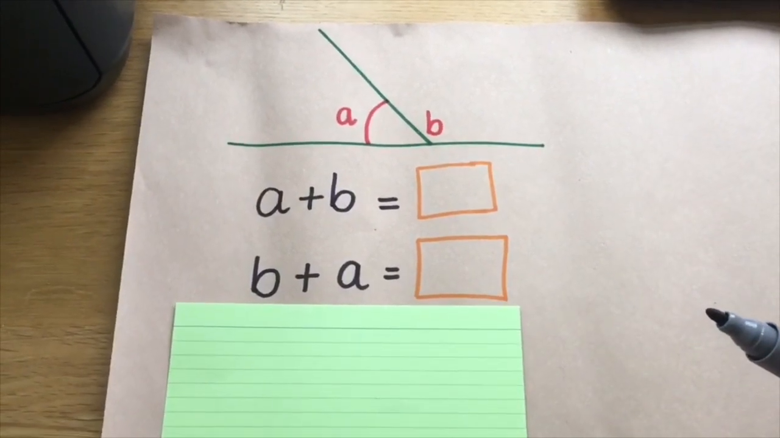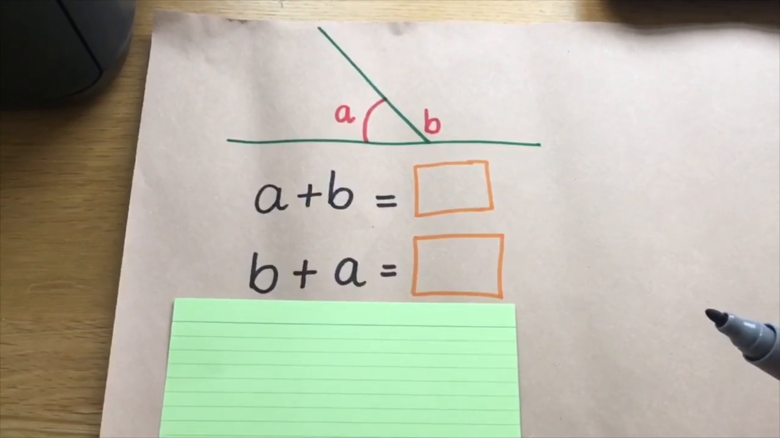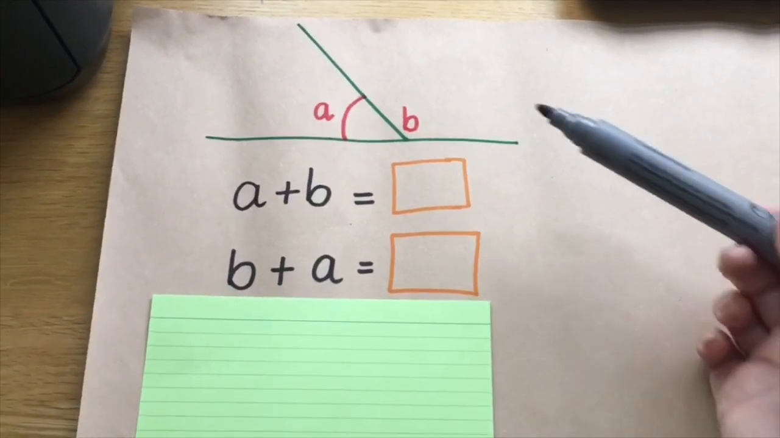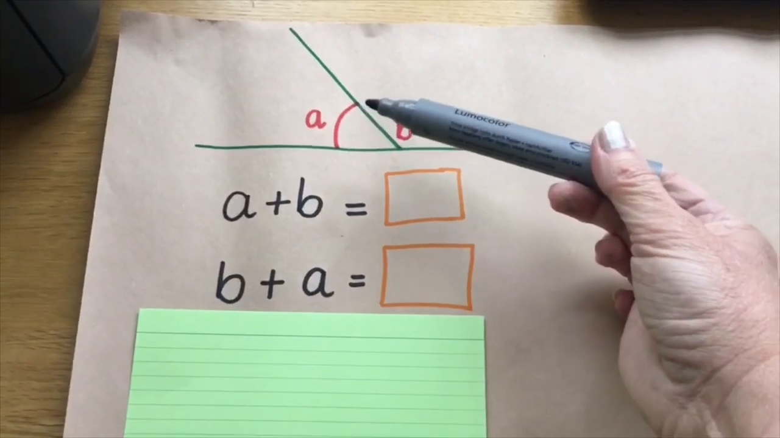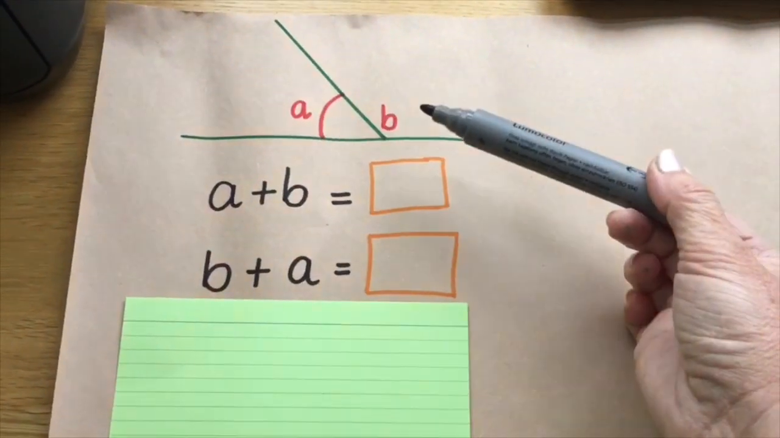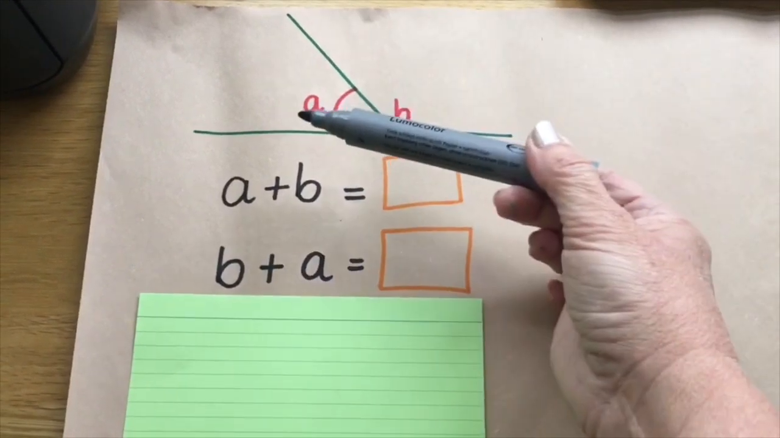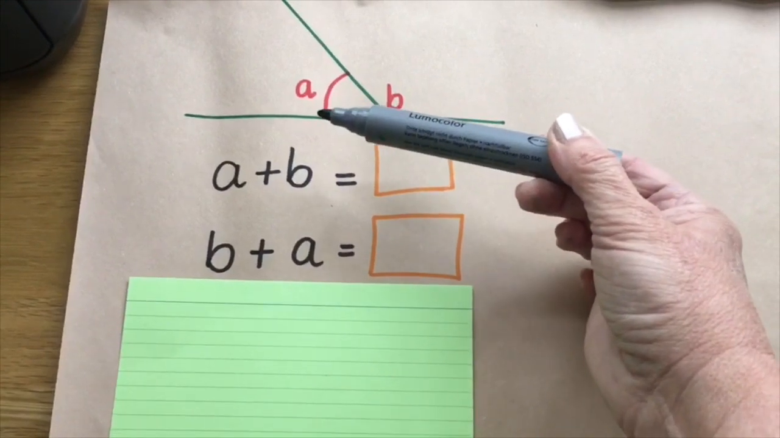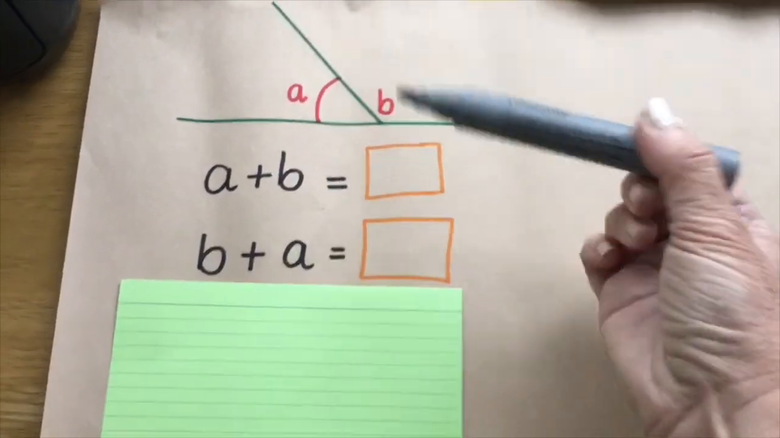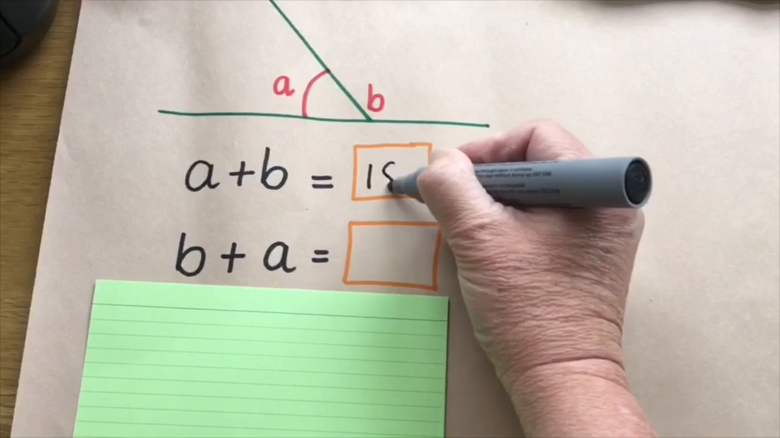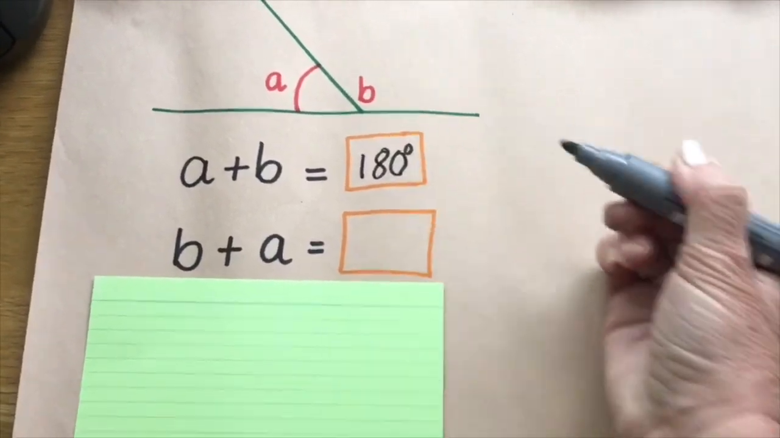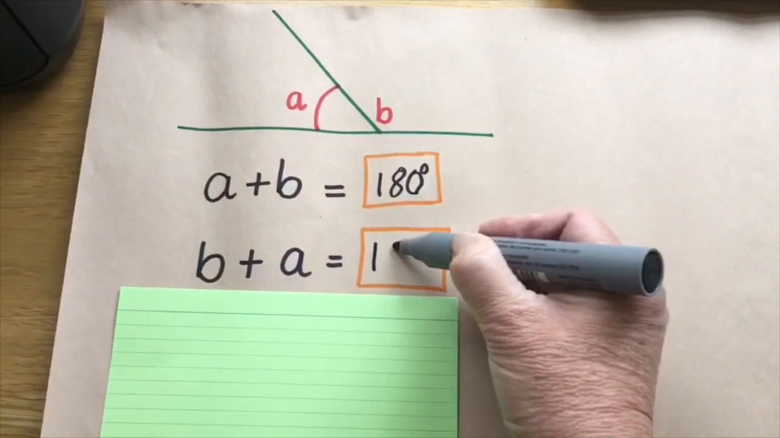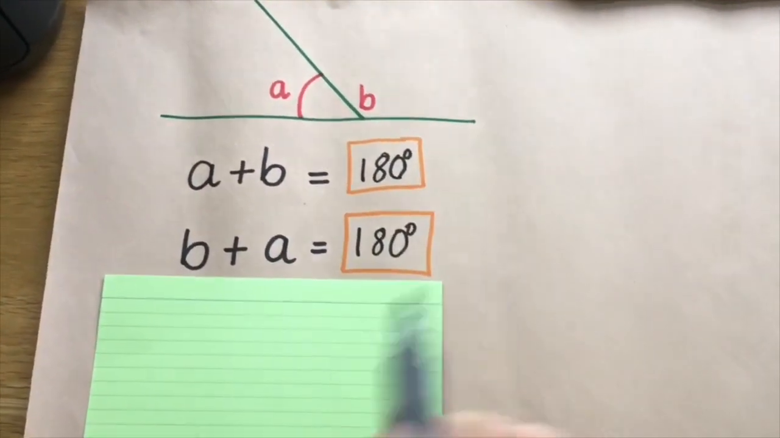We're now going to use what we know to help us to find missing angles on a straight line. So if we call these two angles A and B, so we're looking at angle A here, we know that the number of degrees on a straight line is 180 degrees. So we can therefore say that angle A plus angle B equals 180 degrees. And in the same way, angle B plus angle A is also equal to 180 degrees.